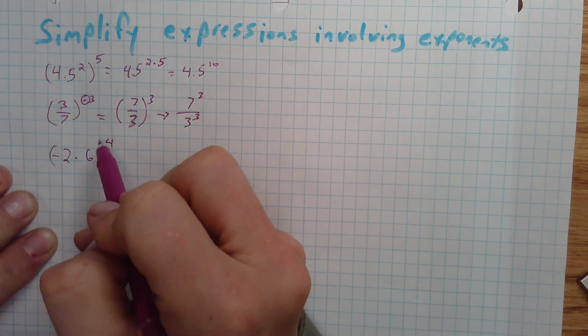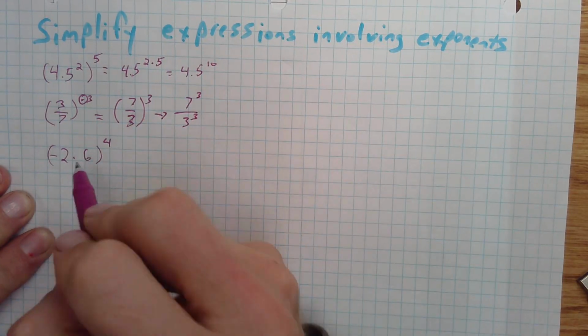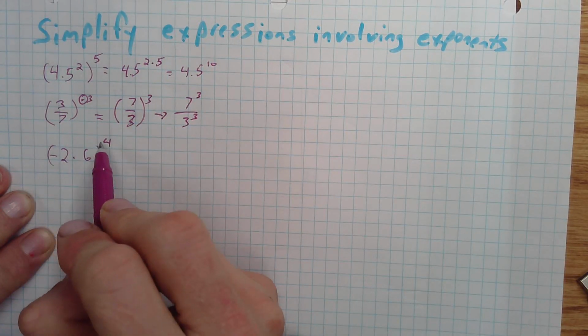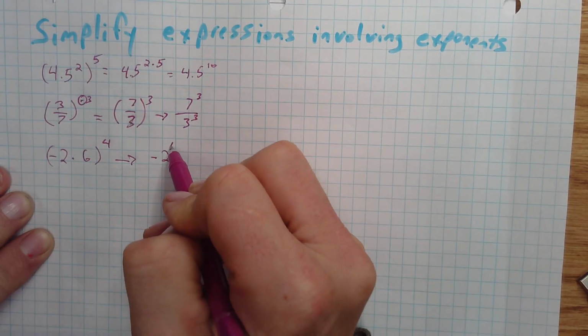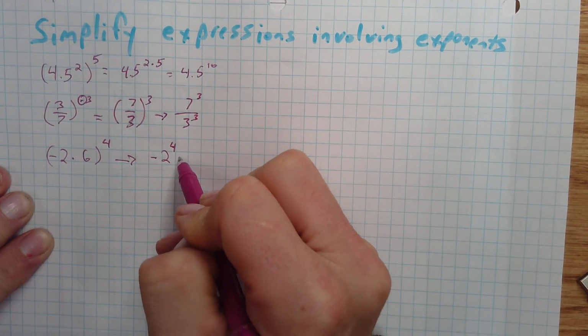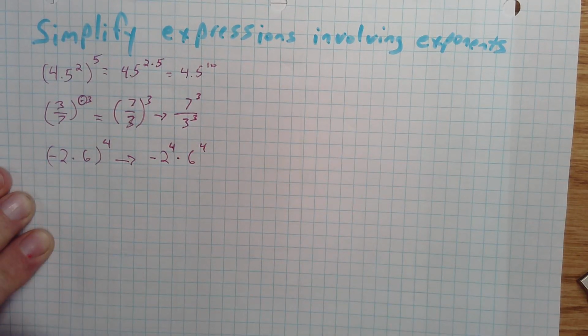Now we have negative 2 times 6, this quantity to the fourth. This means that this 4 is distributed to both the negative 2 and the 6. You could multiply these two together and raise it to the fourth, or you could take negative 2, raise it to the fourth power, and multiply it by 6 raised to the fourth power. That is the product raised to a power rule.